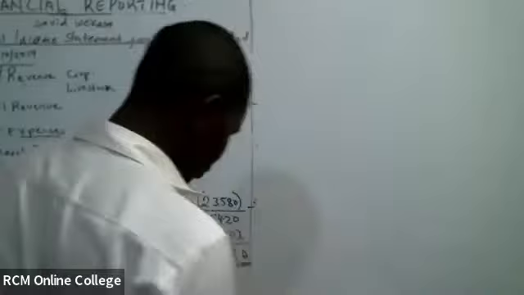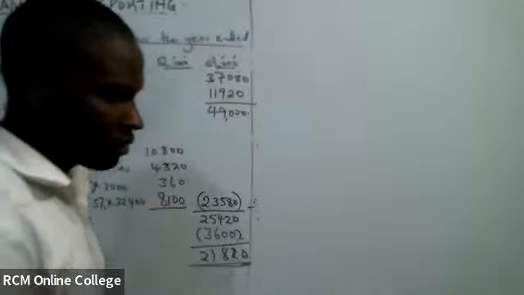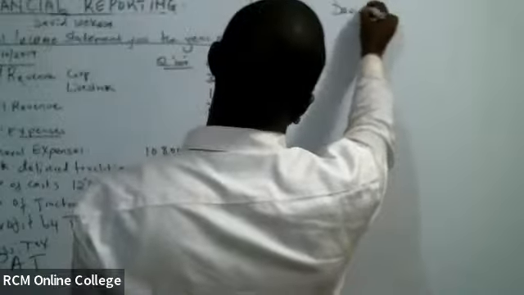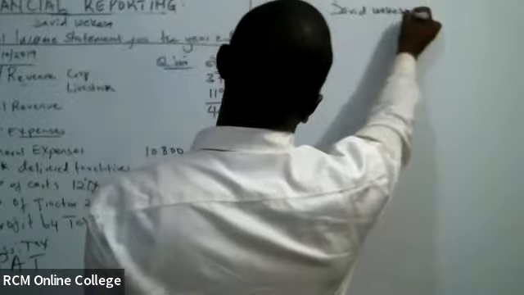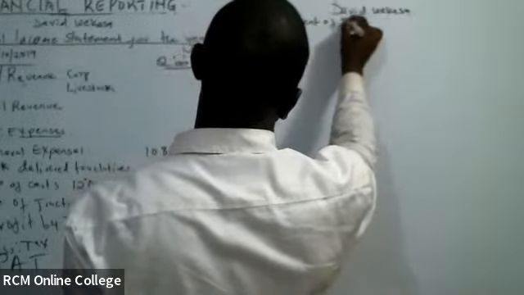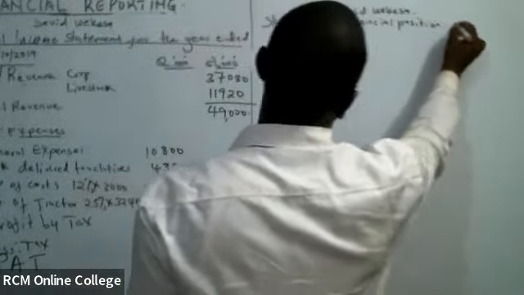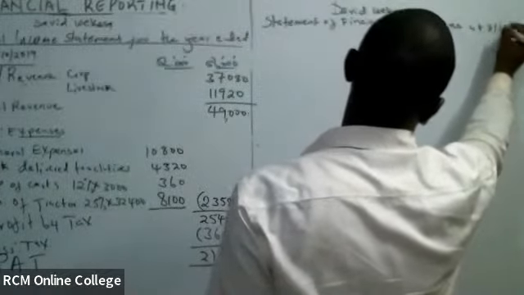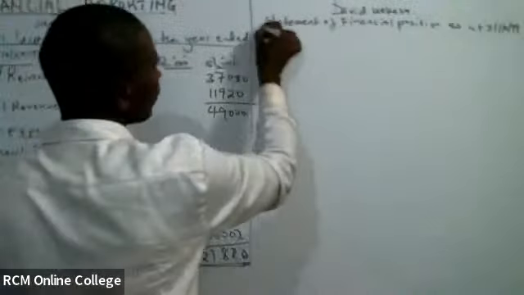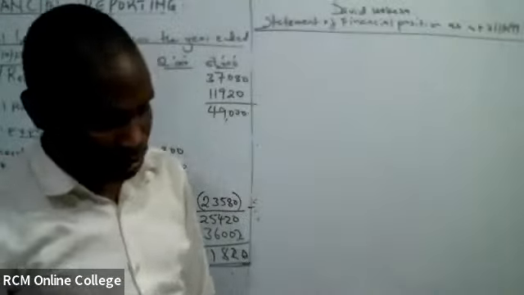So David Wekesa, statement of financial position as at 31st of October 2019. David Wekesa, statement of financial position as at that date.